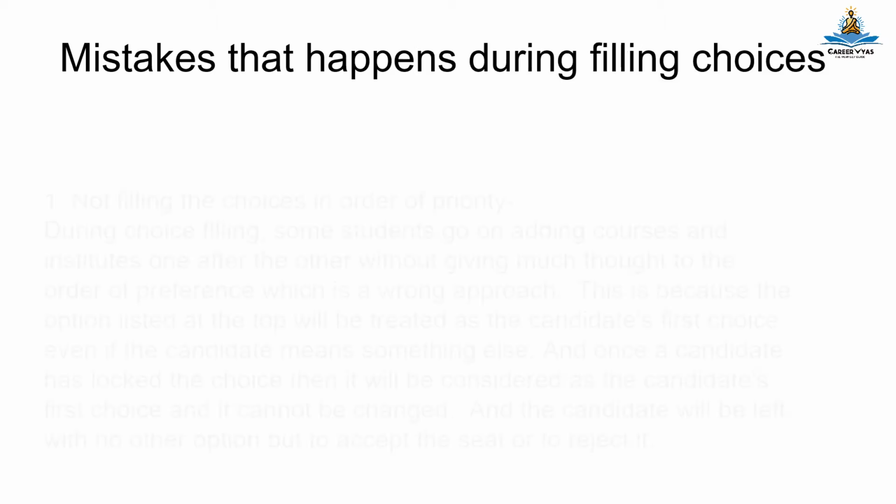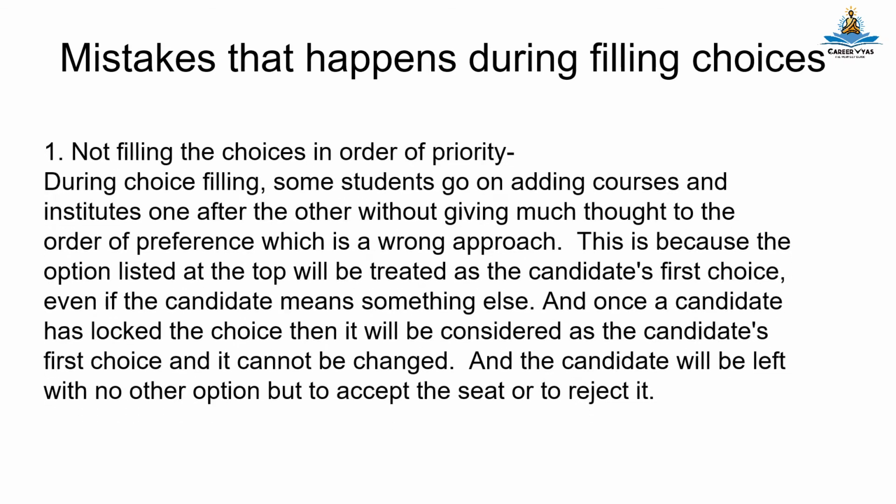Now, let's talk about the mistakes that generally happen during filling choices. Number 1, not filling the choices in order of priority. Guys, please listen to it carefully. During choice filling, some students go on adding courses and institutes one after the other without giving thought to the order of preference, which is a very wrong approach.